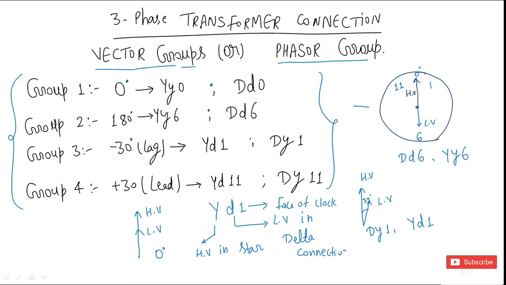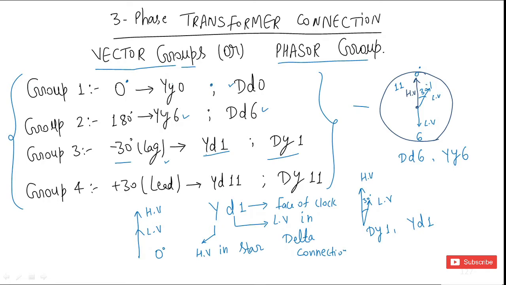So this is group 2. In group 2, YY6 and DD6. Group 3 is minus 30 degree. In 30 degree, YD1 means star-delta 1 and DY1 means delta-star 1. 1 means lagging. If the facing is at 1 here, that is 30 degree, LV will lag behind HV.